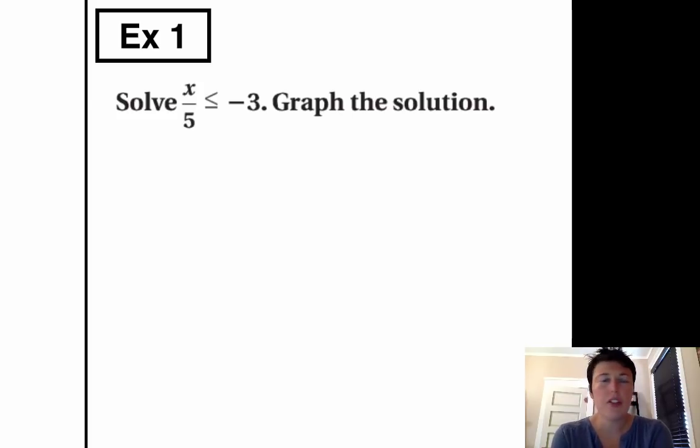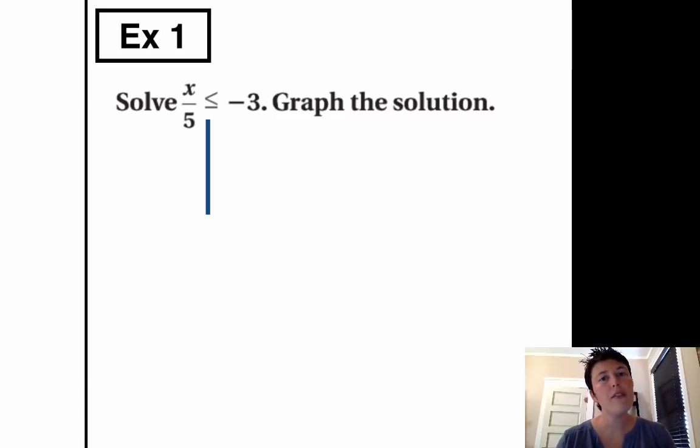Well, I'm going to solve it just like I would a typical equation. I'm going to put a line down the middle, and I'm going to isolate x and get the variable all by itself. So I've got to get that 5 out of there. And when I say x over 5, what I actually mean is I see a fraction, and fractions in algebra really mean division. A fraction means divide. So it's really x divided by 5 is less than or equal to negative 3.